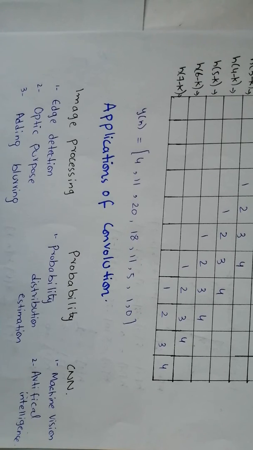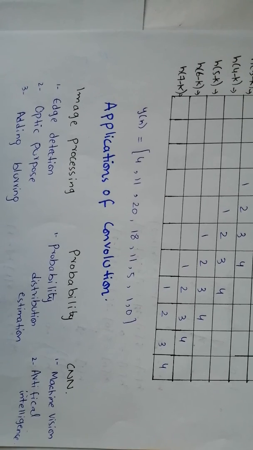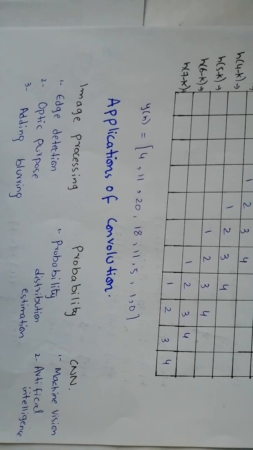Convolution has many applications in a wide range of areas, for example image processing, probability, and CNN. In image processing, we have to do edge detection, optical purposes, and adding blurring, so we use convolution in these areas. In probability, we use it in probability distribution estimation, and in CNN we use it in machine artificial intelligence.